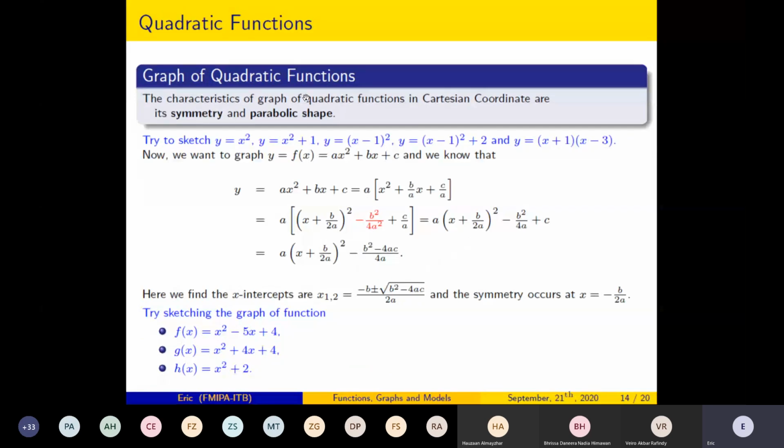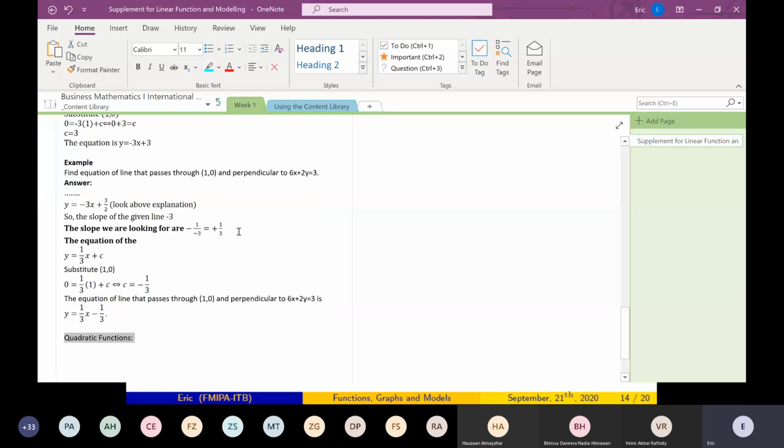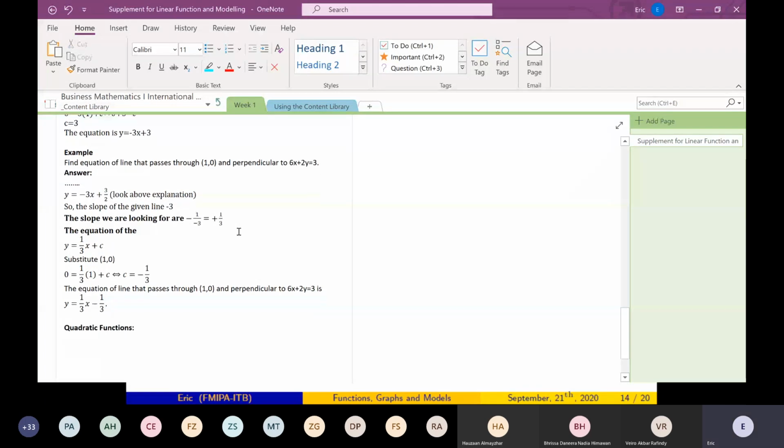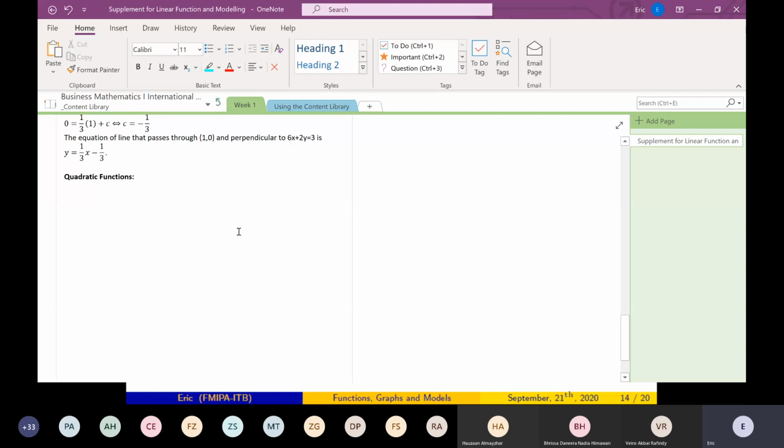Okay, next one, the quadratic function. Try to sketch y equals x squared plus 1, x minus 1 squared, x minus 1 squared plus 2, x plus 1, x plus 3. So for the quadratic function, this is the function that you will always meet. I will just draw.